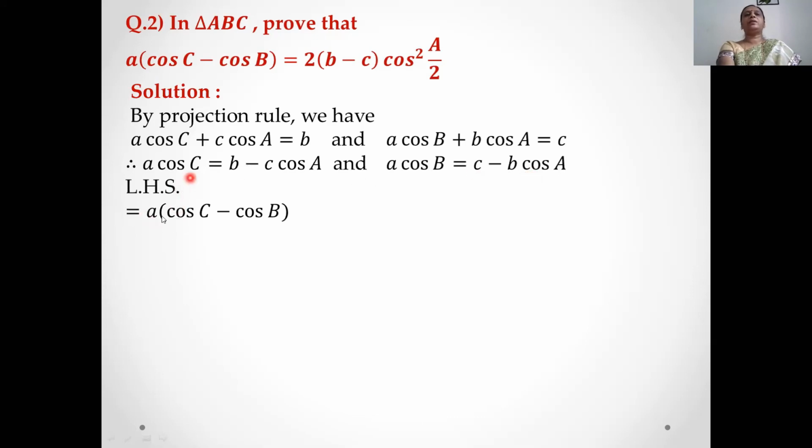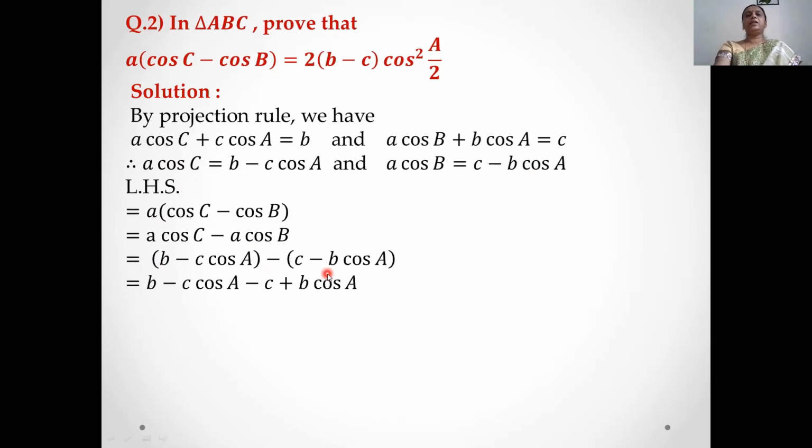Write down left hand side equal to a(cos C − cos B). Then open the bracket. This will be equal to a cos C − a cos B. Then you keep the value of a cos C and a cos B. Here we will get this will be equal to (b − c cos A) − (c − b cos A). In the next step, you open the bracket. This will be equal to b − c cos A − c + b cos A.